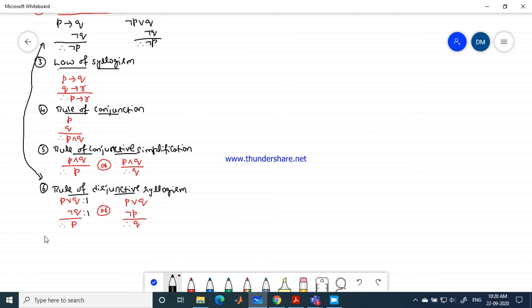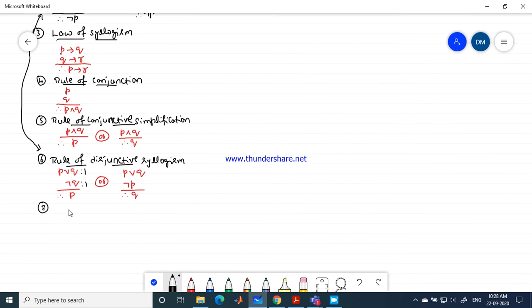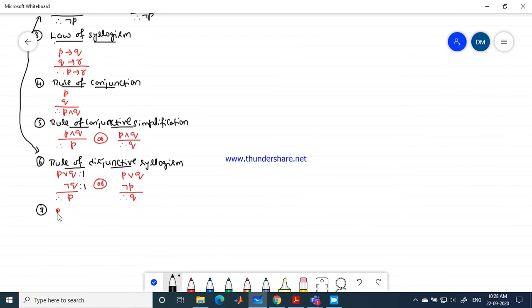Okay, seventh one. Seventh one is once again very simple and very important one, and it makes things so simple for us sometimes. So this is what it says: the rule of disjunctive amplification. Okay, rule of disjunctive amplification.